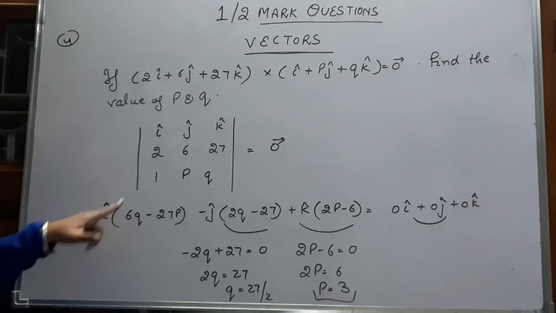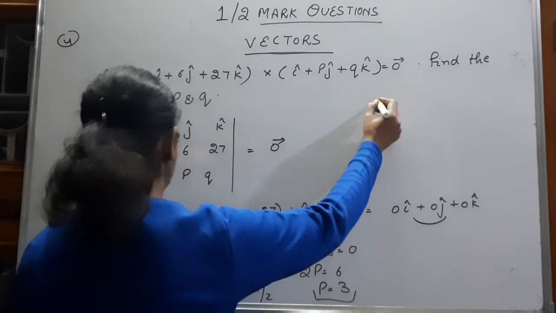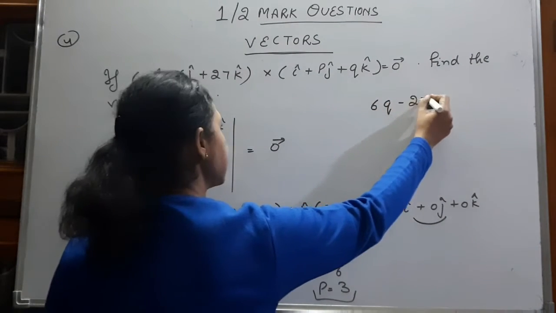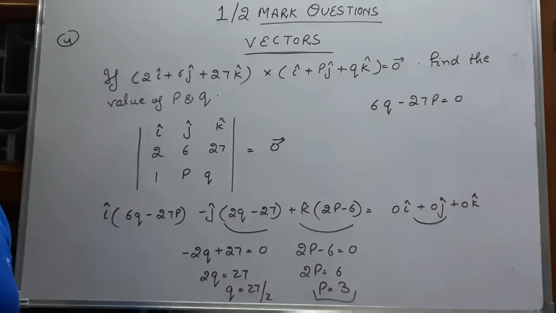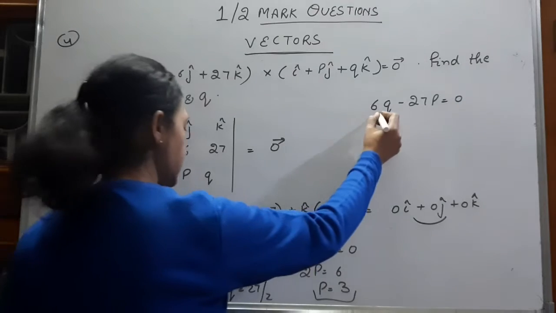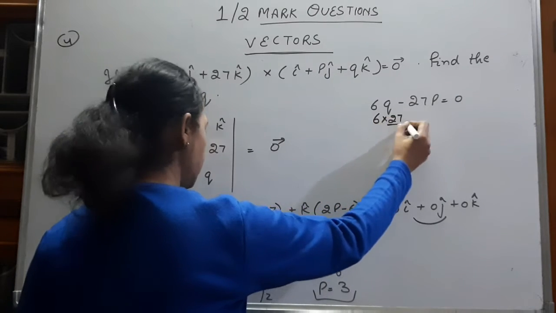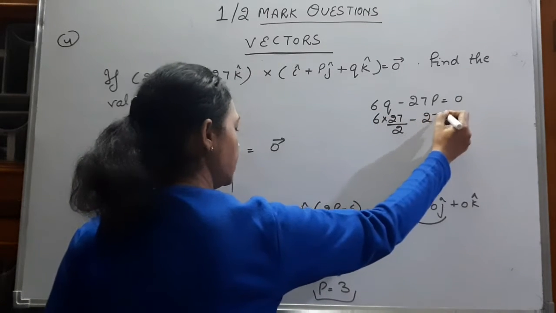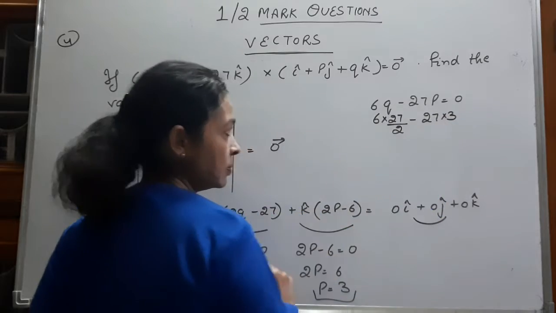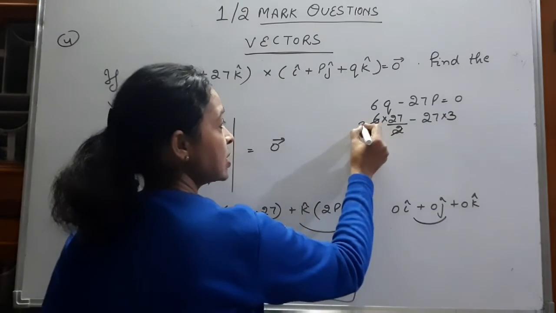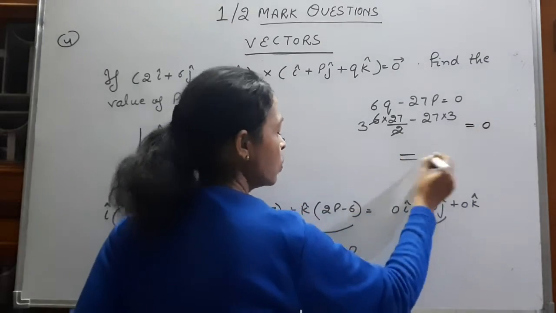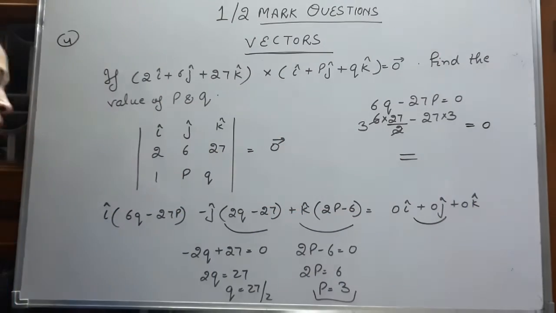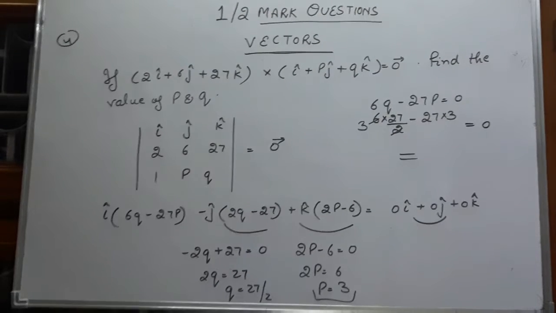Now if we equate i cap, what will we get? 6q minus 27p equals 0. Now we will put these values which we have taken out: 6 into q, which is 27 by 2, minus 27 into p, which is 3. Is this equal to 0? 2 3s are 6, so 3 into 27 minus 27 into 3 equals 0. Therefore, our answer is correct. p is 3 and q is 27 by 2. We have verified our answer.